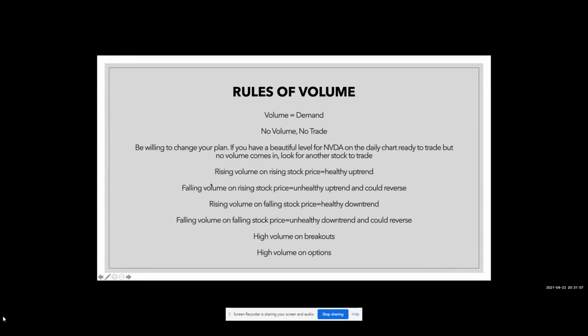Here are the rules of volume. So these are 4 rules of volume. Rising volume on rising stock price, right? So the volume is going up and the stock price is also going up. That represents a healthy uptrend.